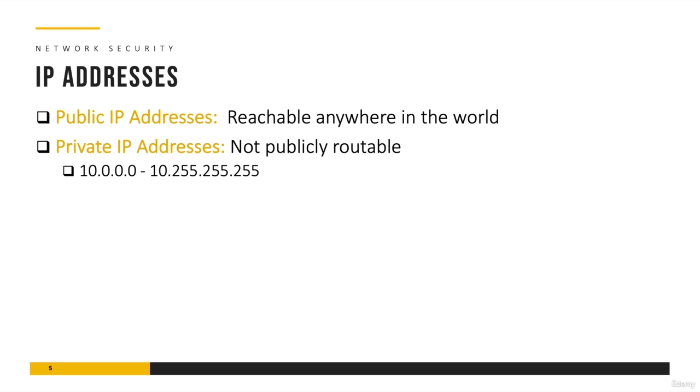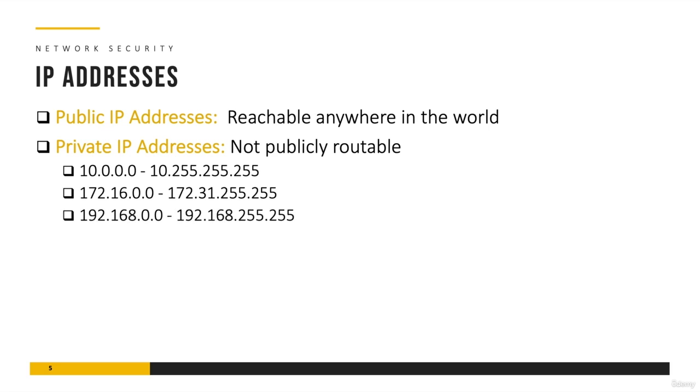So private IP addresses have the range of 10.0.0.0 to 10.255.255.255, as well as 172.16.0.0 to 172.31.255.255 and 192.168.0.0 to 192.168.255.255. For example, if you configure a wireless access point, wireless router or wireless gateway at your home, you often see the IP address 192.168.1.1, for instance, right? So that's a private IP address.